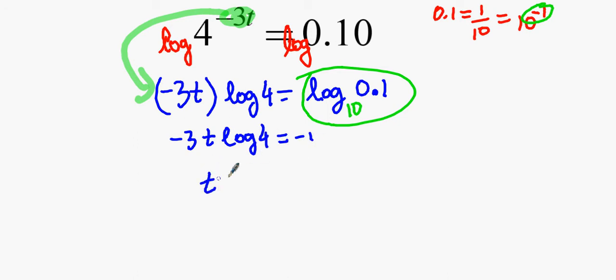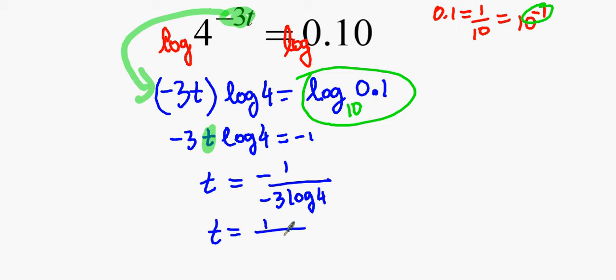And now I want to get t alone. So everything that's not t has to go from the left under negative 1. So I have negative 1 here, and then everything that's not t, which is negative 3 and log 4, have to go here. Then negative divided by negative is positive, so t equals 1 over 3 times log 4.